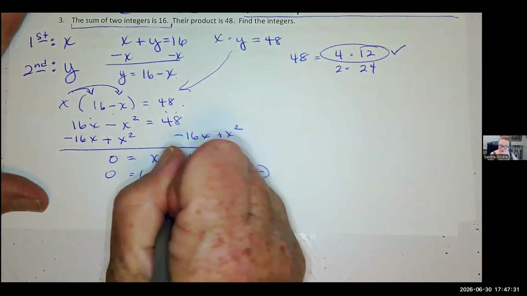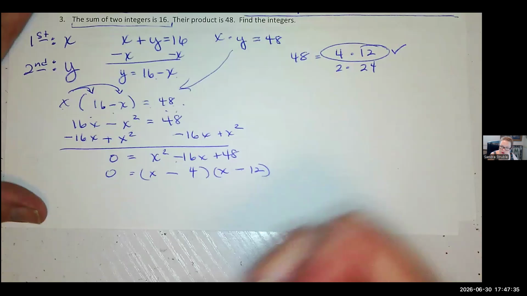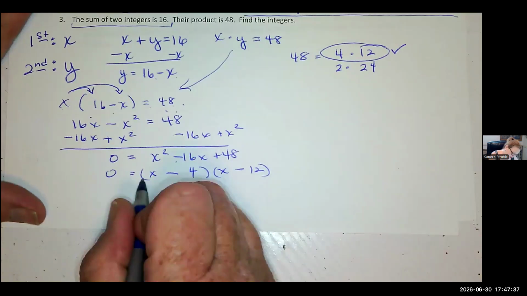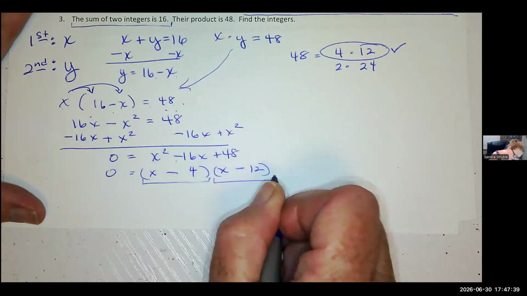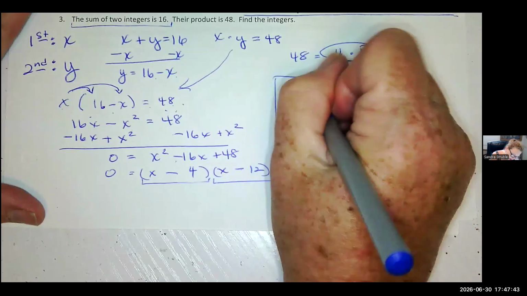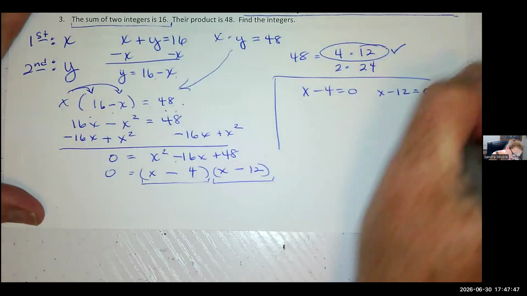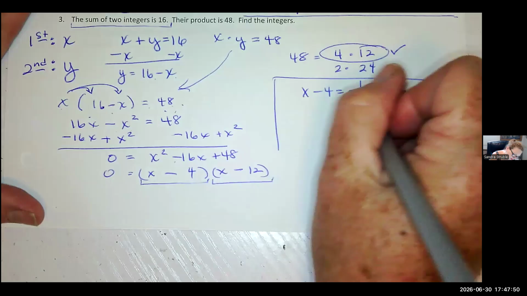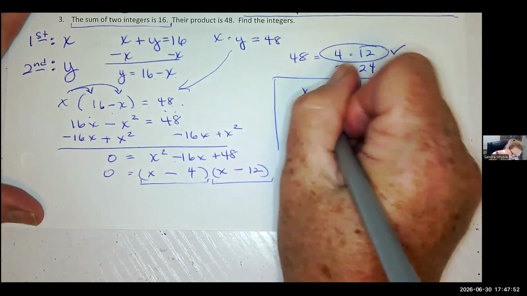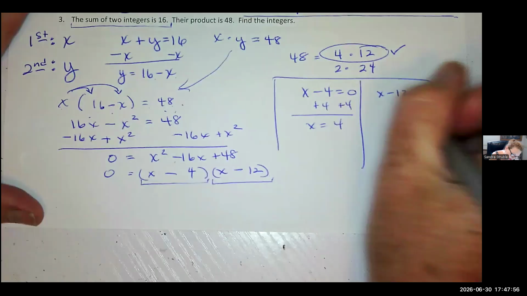Again, this is not new. This is just a refresh. So we're going to take each of these binomials and set them equal to 0. I guarantee that. And I'm going to take the 4 to the other side. It's negative, so I'm going to add 4 to both sides. X is equal to 4. And add 12 to both sides. X is equal to 12.